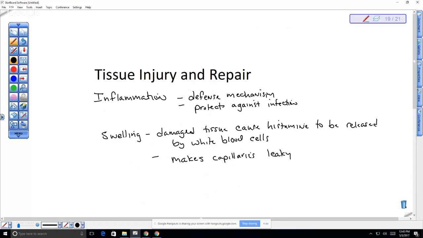And it helps to flush out substances, but also because the capillaries are leaky, white blood cells get into the tissue, okay? So we would say that fluid and white blood cells get into the tissue. And the white blood cells are important in phagocytosis. And so this would be like eating bacteria.